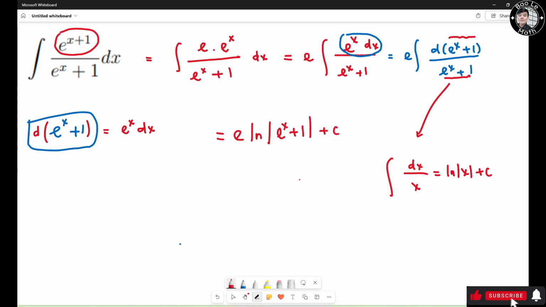Now, since e to the s is a positive number, and if you add 1, it's always positive, right? So you can remove the absolute value sign right here without changing anything. So it turns out to be e times natural log of e to the s plus 1 plus C. This one is the final answer.